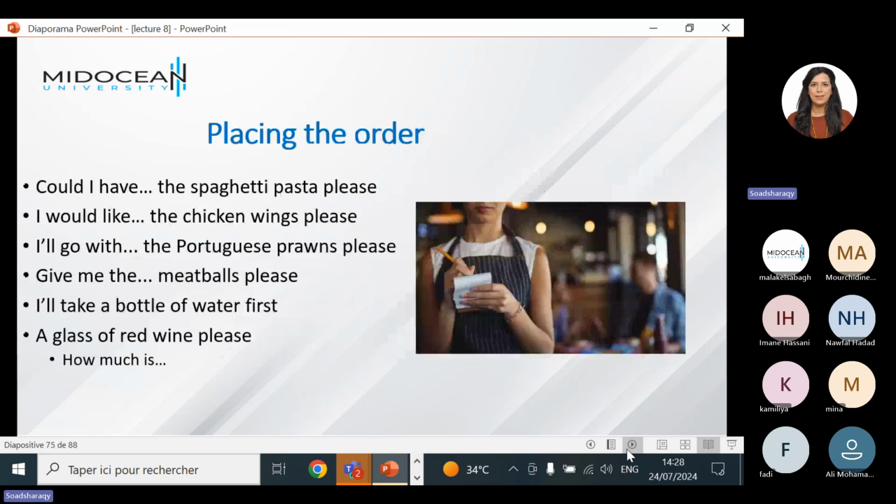Now, placing the order. The waiter says, could I have the spaghetti pasta, please? Or the customer, sorry, here, okay? I would like the chicken wings, please. I will go with the Portuguese prawns, please. Give me the meatballs, please. I will take a bottle of water first. A glass of red wine, please. How much is, okay?